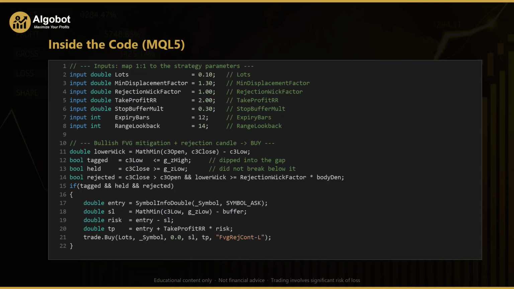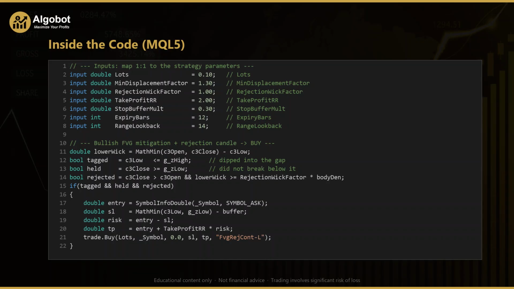Rejection-wick factor sets how much the rejection wick must dominate the body, so a higher value insists on a more convincing rejection. TakeProfitRR is your reward-to-risk multiple, here 2, meaning the target sits twice as far as the stop. Stop buffer multiple adds a cushion beyond the structure, so a tiny overshoot does not stop you out prematurely. Expiry bars limits how long a gap stays valid, and range lookback sets how many bars feed the hand-rolled average range.